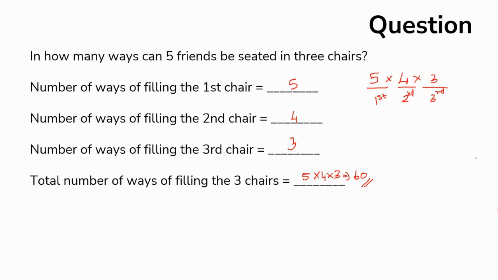But look into this very carefully. Either I can do it like this, and they were asking how many ways these five friends can be seated in three chairs. So they were asking only for the number of arrangements. And number of arrangements means obviously we can do it as a permutation question also.